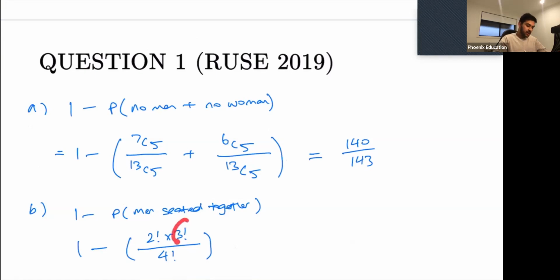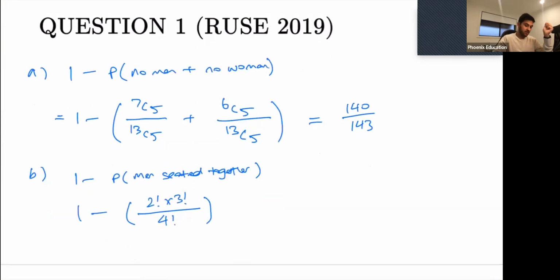So the 3 factorial comes from the fact that if we group the men together, then we're left with 4 elements. And if we arrange 4 elements around a circle, that can be done in 4 minus 1, 3 factorial ways. And the men can switch amongst themselves, so we have 2 factorial there. If we plug this into the calculator, this comes out as half.